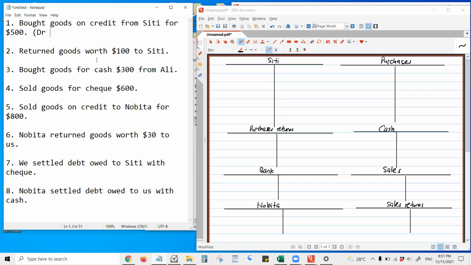So, bought goods on credit from Citi for $500. It means we buy goods on credit from Citi. I told you to do the credit entry first. You should credit the suppliers account, therefore credit Citi. Then you debit purchases. Okay, good, Jason. I received yours.